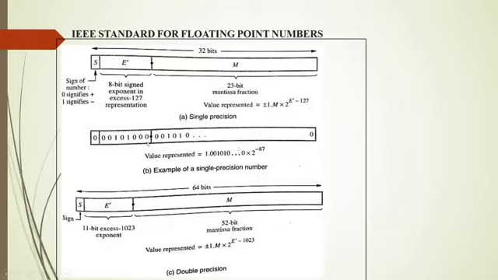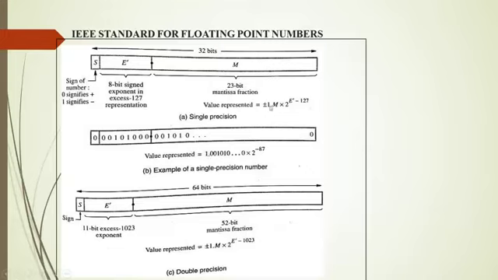I'll repeat again: 2 to the power 0, 2 to the power 1, 2 to the power 2, 2 to the power 3, that is 8, and next is 2 to the power 5, which is 32. 32 plus 8 is 40. 40 minus 127, excess 127, is minus 87. So 2 to the power minus 87. What are you going to do with the mantissa? You are going to write the mantissa after the decimal point as it is, and since it is a normalized form, it is 1 point mantissa.